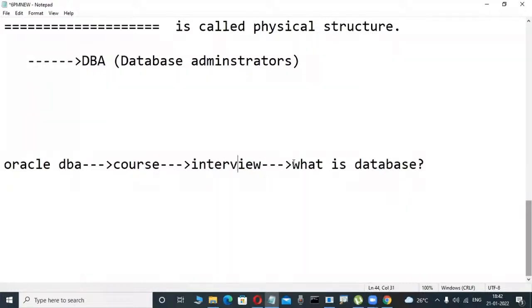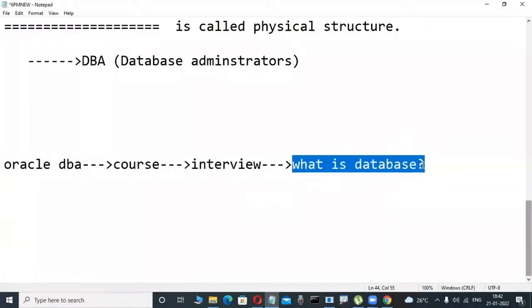That's why, when the interviewer asks what is a database, and I am a DBA, I do not say it is a place which stores a structured collection of data, because that is the wrong answer. That is the logical side. I am not telling that only. I am telling the physical side.